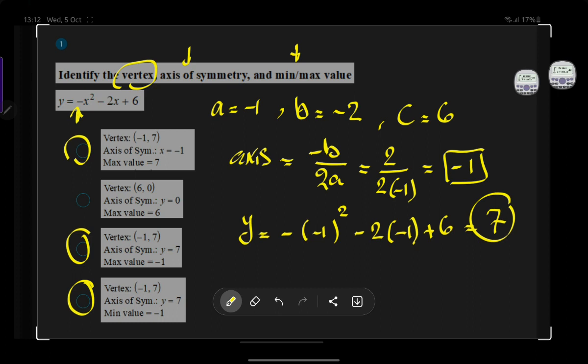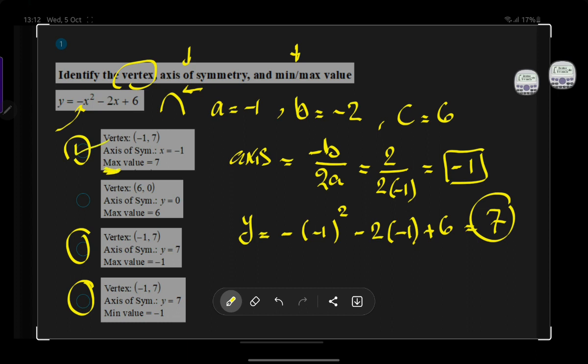Okay, which one is the right answer? Look at the graph. You don't have the graph, so look at the question. This starts with a negative sign. It means the graph will open downwards. So when it opens downwards, it has a maximum value. So you choose the first one.